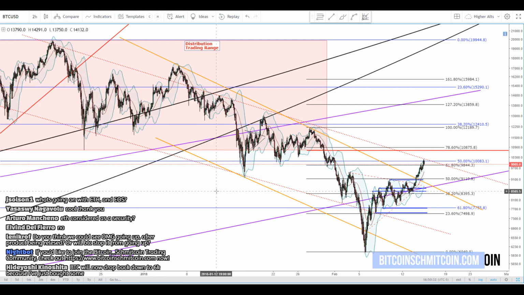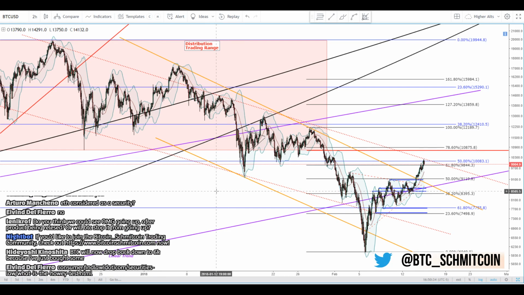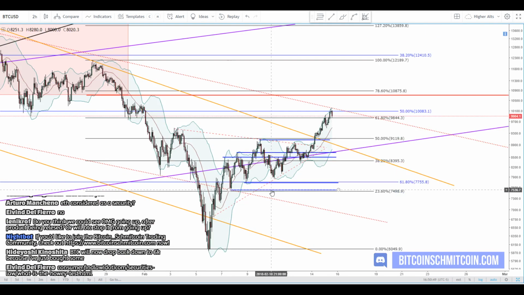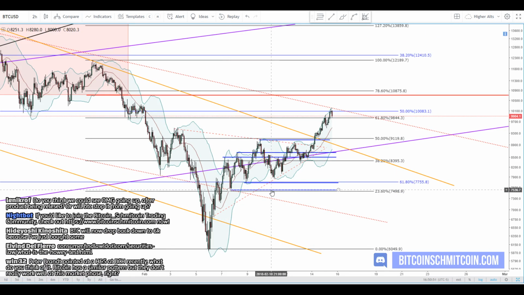Do you think we could see OMG going up after the product being released? Or will BTC stop it from going up? Listen, here's the thing. All coins fall when Bitcoin falls. Don't get it twisted. That's just how it goes. I don't care what coin you think is super cool. When Bitcoin decides to pull back, everything does. It's just how it goes.